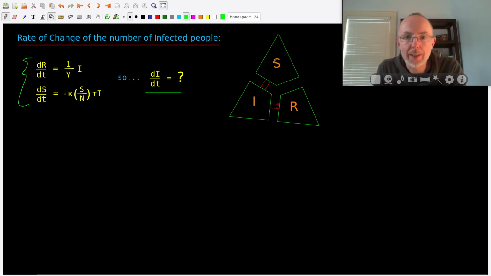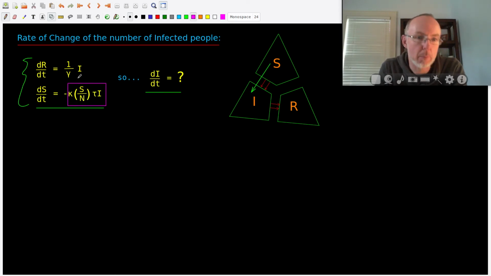We see from the model here that there's only one way to move from susceptible into infected. There's only one way to get infected people, and that's through this route. So this is the rate of change of susceptible people. And so as we just discussed, the rate of change of the number of infected people must have the same magnitude because it's the same people, but it'll be positive because it's increasing the number of infected people. And so the rate of change of the number of infected people is going to increase because of these new infections. And these people are coming directly from the susceptible group.